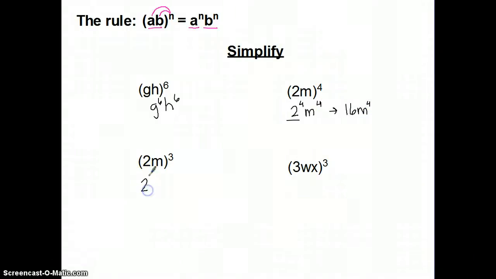For the third one, you should have 2 to the third, m to the third, and again, when you multiply out that 2 to the third, you should get 8 m to the third. And for the last one, you have 3 components, but you still do the same thing. Put that exponent on each of those 3 pieces. So I end up with 3 to the third power, w to the third power, x to the third power. And multiplying out my 3 to the third, I have 27, w to the third, x to the third power.